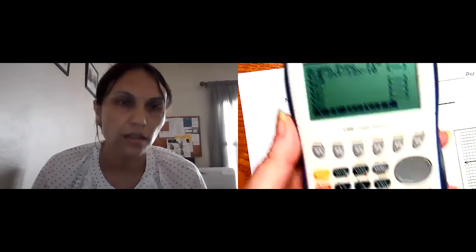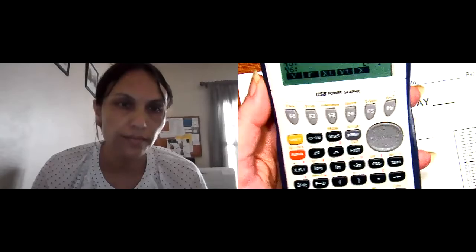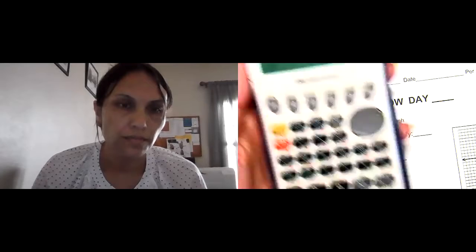Now to get to the graph, you could push this again. Okay. Well, it's not working. If anything's not working, my first thing to try is exit. And then I'm going to try it again. And now I get the graph.